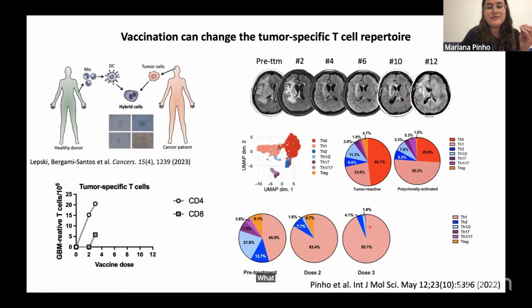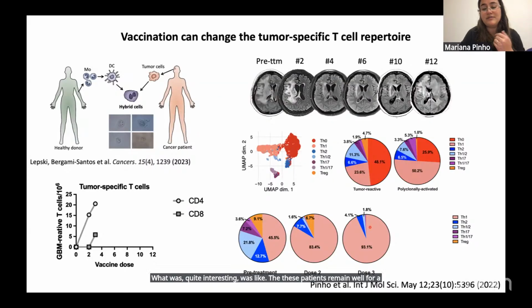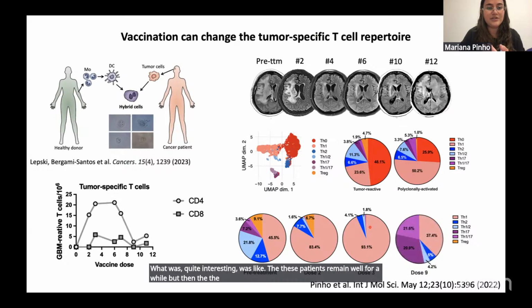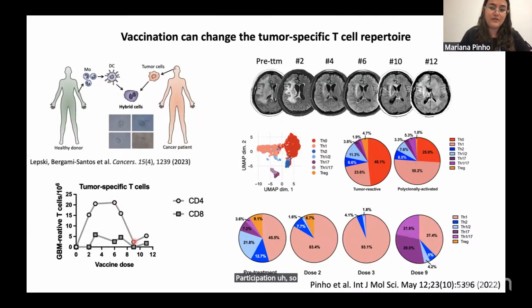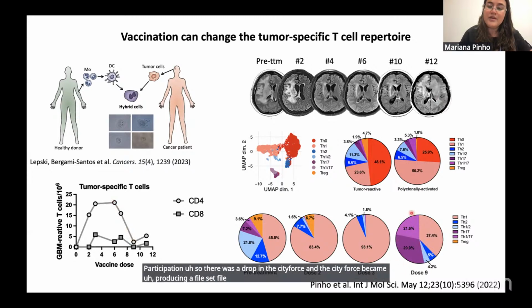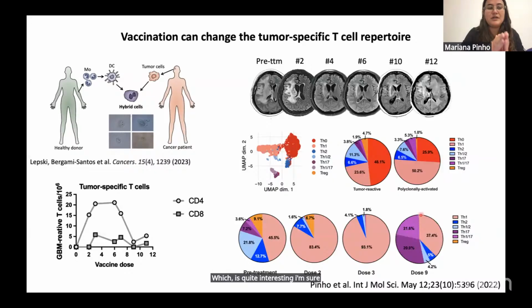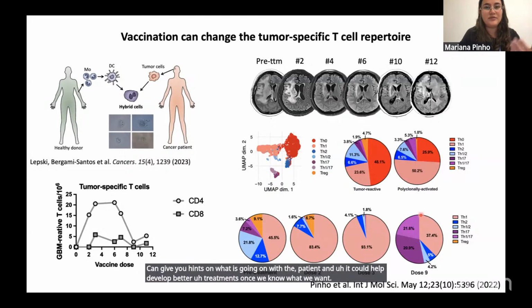What was quite interesting was that these patients remained well for a while, but then the tumor recurred, as I mentioned, and we could see a drastic change right before recurrence for this patient. There was a drop in the CD4s, and the CD4s became producers of IL-17, which is quite interesting and shows how this method of analyzing the tumor-specific response can give you hints on what is going on with the patient, and it could help develop better treatments once we know what the treatment is doing.